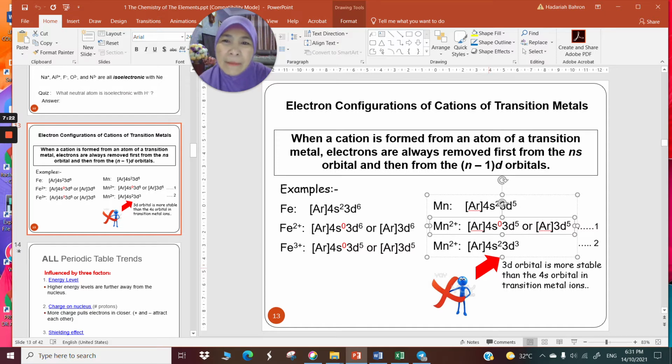However, because half-full d orbitals have a special stability. So this is the case. The 3d orbital is more stable than the 4s orbital in here. So manganese 2+ will be 4s0 3d5. It will not be this case here. You don't get 4s2 3d3.